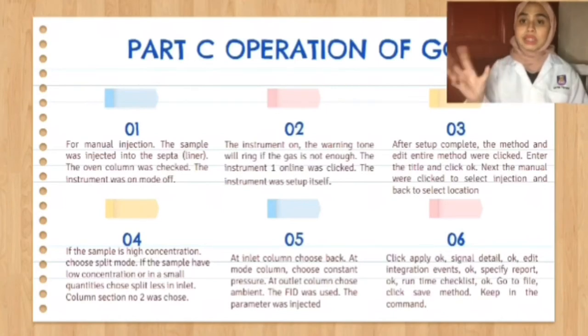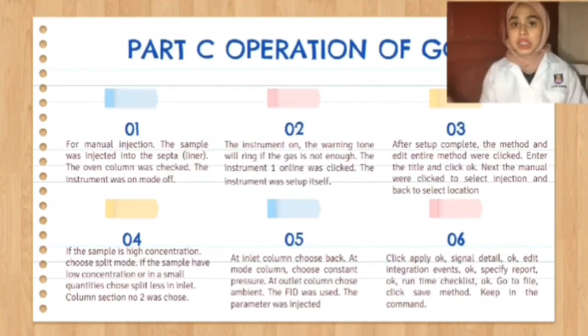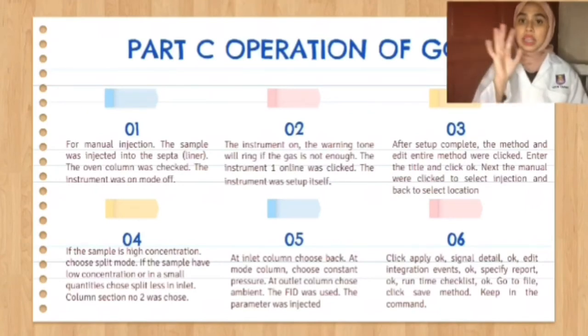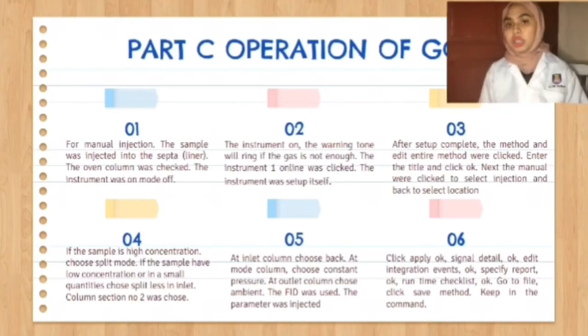We need to enter the title and click OK. Next, the menu was clicked to select injection and back was clicked to select location. If the sample has a high concentration, we need to choose split mode. If the sample has low concentration or is in a small quantity, we need to choose splitless in inlet.